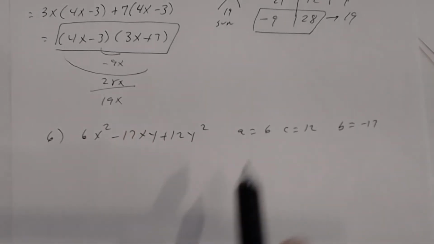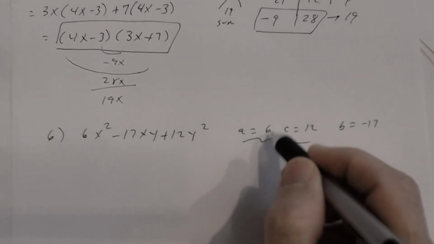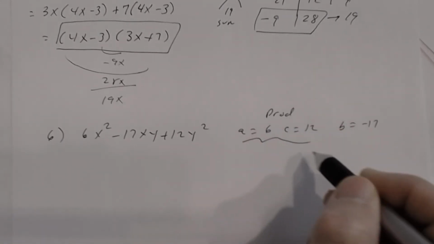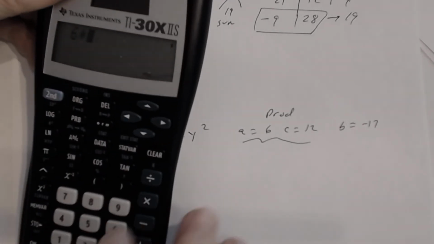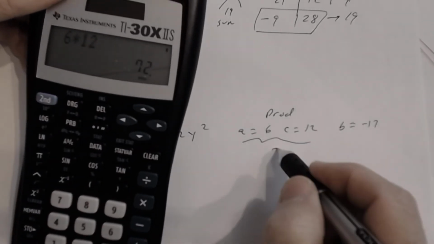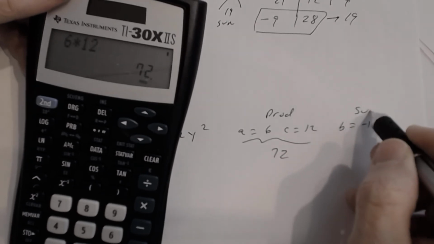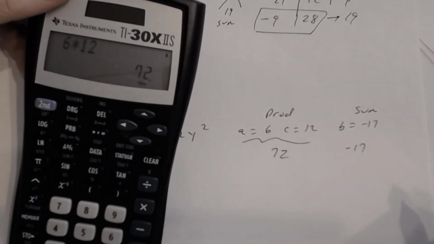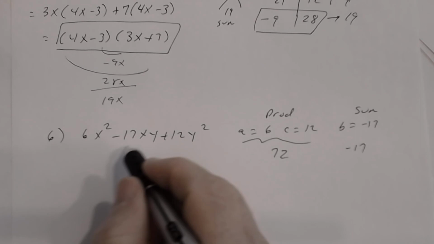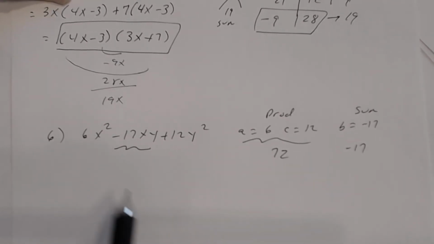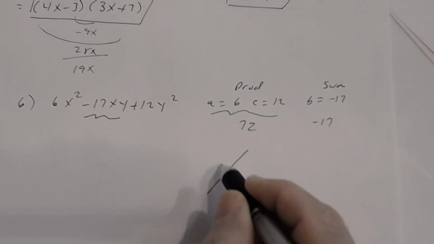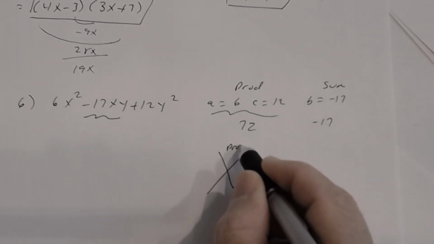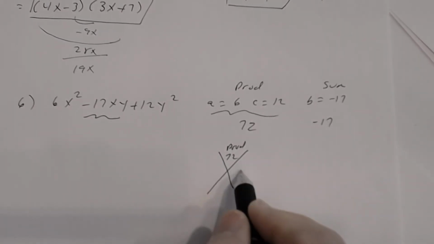Okay? All right, so I want the product to be 6 times 12, which is 72, and I want the sum to be negative 17. So I'm going to rewrite this middle term right here so that the product is 72. So I want to find 2 numbers.